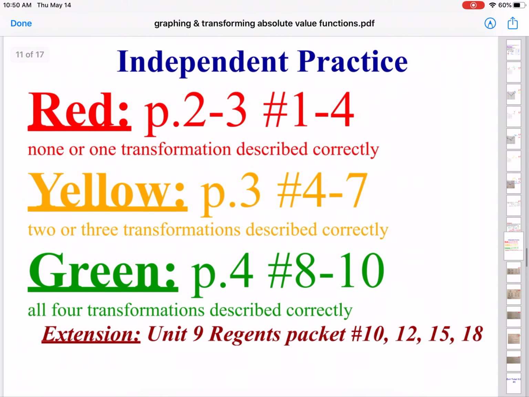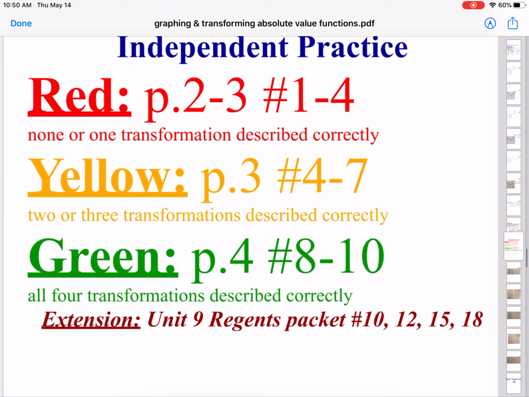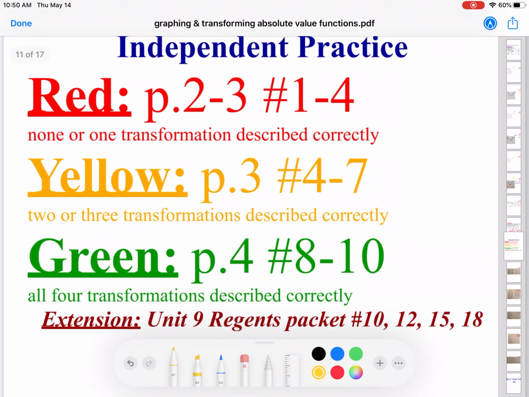So for our practice for today, if you weren't able to identify any of those transformations or only got one of them, please start with the red problems. If you were able to get either 2 or 3, so you were missing 1 or 2 of the transformations, start with yellow. And if you were able to get all 4 transformations, please start with green. No matter what level you're on, everyone should notice that you're now able to do 4 more problems in your Regents packet that have to deal with absolute value functions. So right now, please pause this video, go try these independent practice problems, and then come back to check your work.